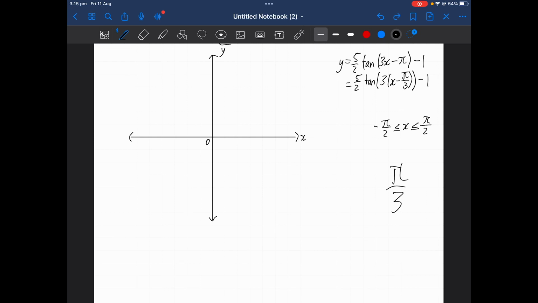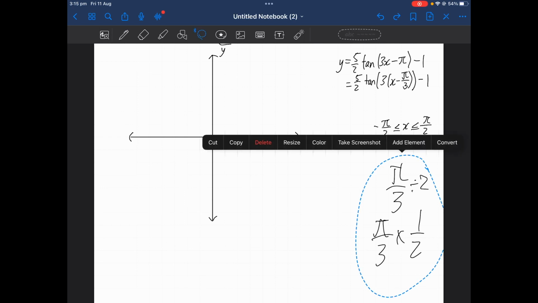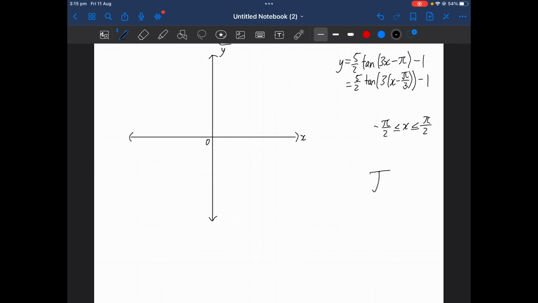And so instead of going from pi on 2 to minus pi on 2, it's going to go half of this, which is going to be pi on 6, right? Dividing pi on 3 by 2 is just times by 1 on 2. You do the reciprocal of it and you multiply. And so that should give you pi on 6. So it'll be pi on 6 and minus pi on 6, for a full period of 2 pi on 6.